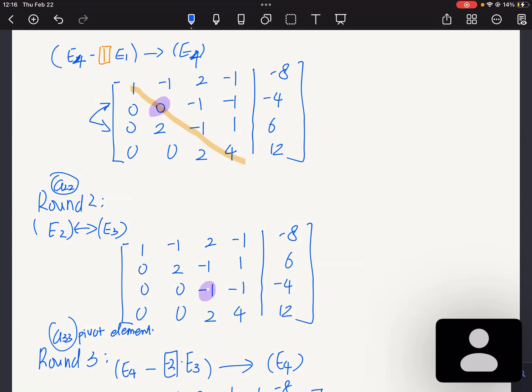In the next class, we will learn the LU factorization and the Cholesky factorization of the matrix, and that's all based on the Gaussian elimination. So you need to practice Gaussian elimination this weekend.